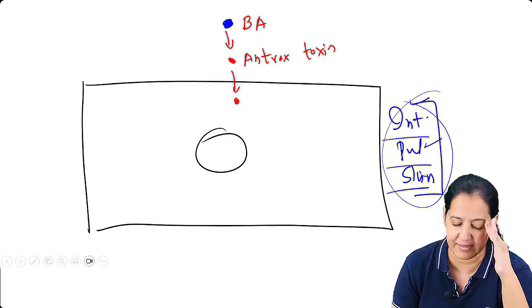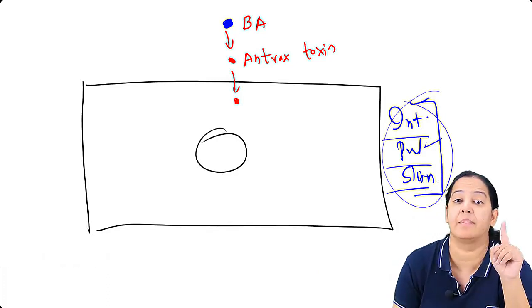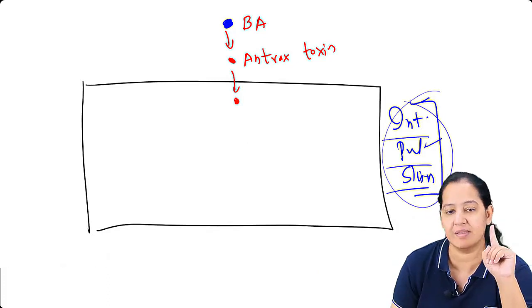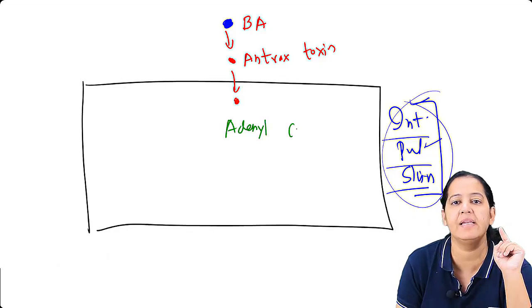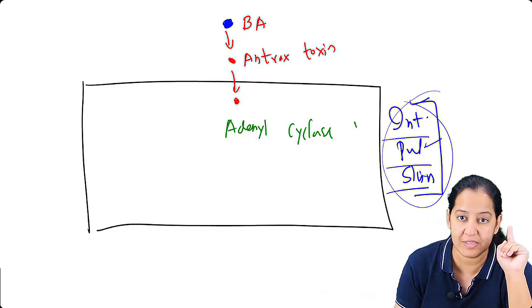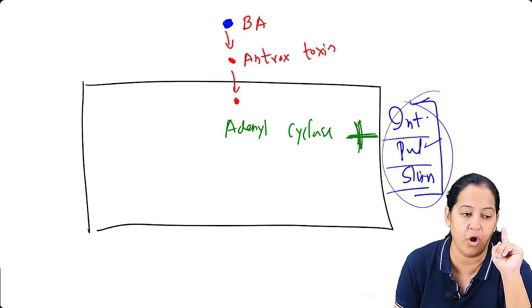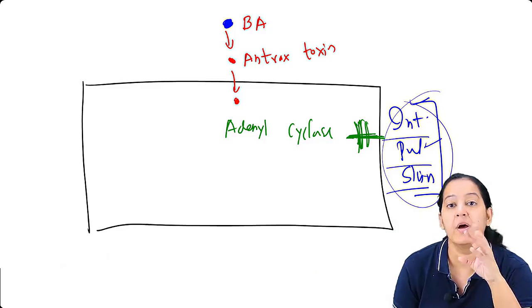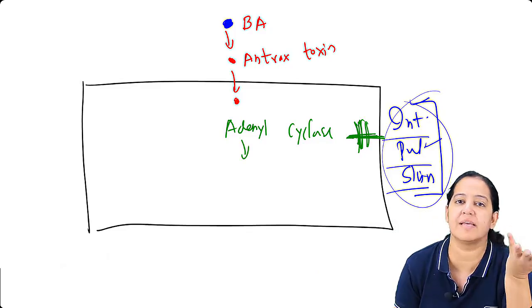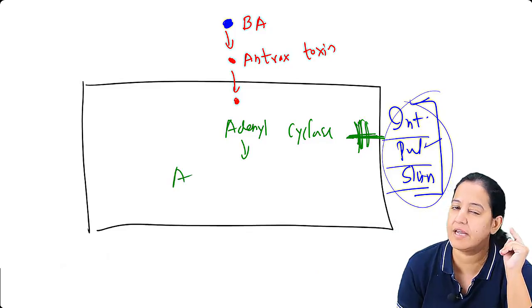After entering inside the cell, it is stimulating an enzyme. In the human cell, there is an enzyme. The name of that enzyme is adenyl cyclase. This toxin stimulates that enzyme. Stimulate, do not inhibit. Okay? It stimulates that enzyme. On stimulation of this enzyme, what does this enzyme do? This enzyme basically converts ATP to cyclic AMP.